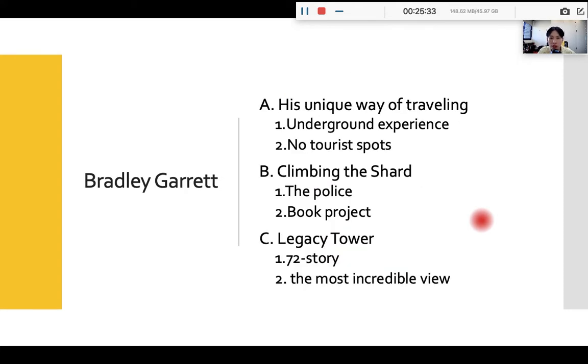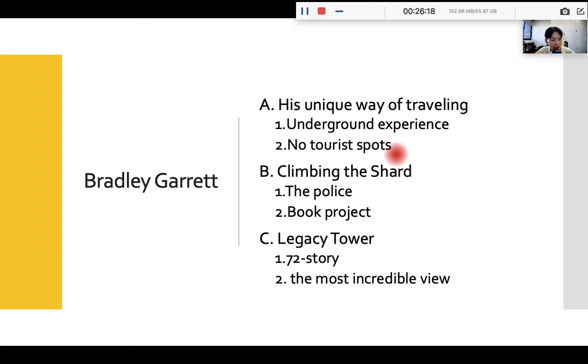So the first example is the urbexer named Bradley Garrett. And what do we know about him? We know that he had been to Paris several times, but he is still not familiar with the tourist attractions. Why not? Because most of the places he visited in Paris are underground. They are not tourist spots. Okay? Not tourist spots like the Eiffel Tower, the Louvre, or the famous gardens in Paris. So those places do not interest him.